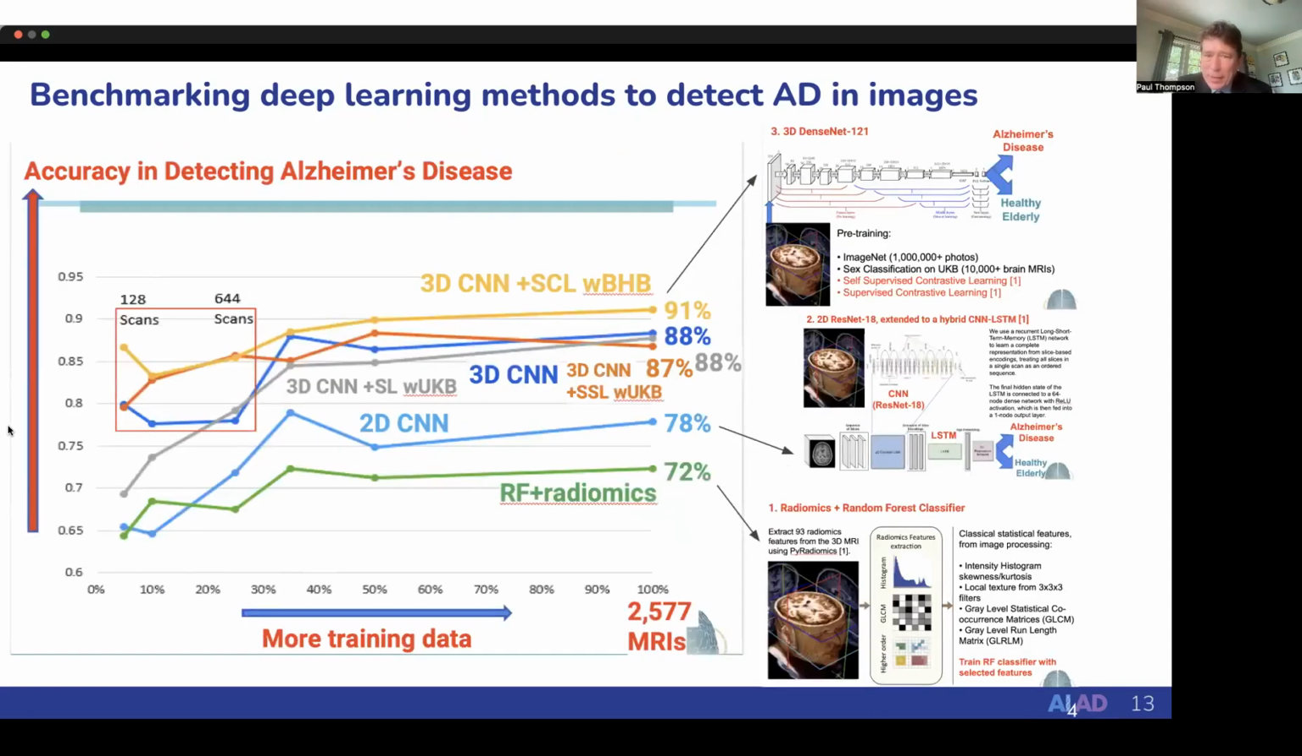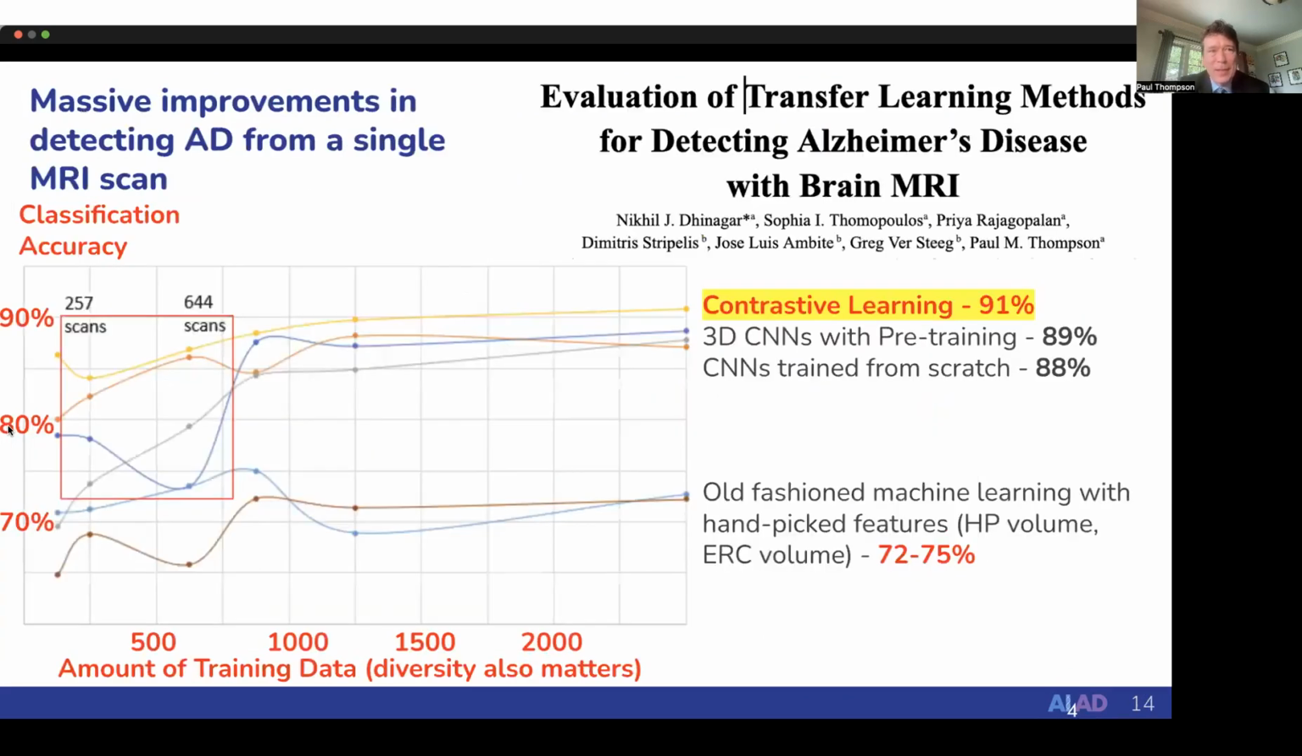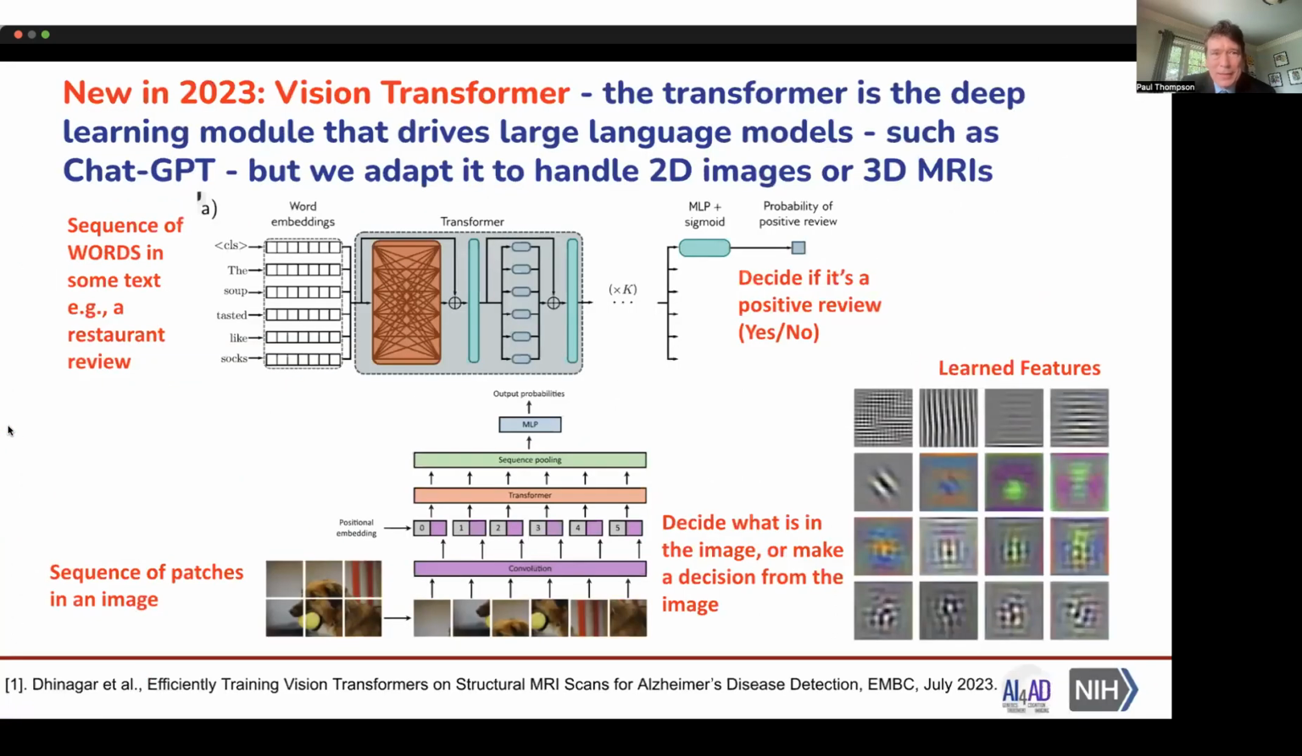So in this work led by Nikhil Dinagar in our group, we found that obviously as you get more training data, the ability to detect Alzheimer's disease in a scan goes up. But some of the methods really outperform many of the others. One of these methods with a 3D convolutional neural network gives 91% performance. And there's been huge improvements in detecting Alzheimer's disease, even with a fairly limited amount of training data.